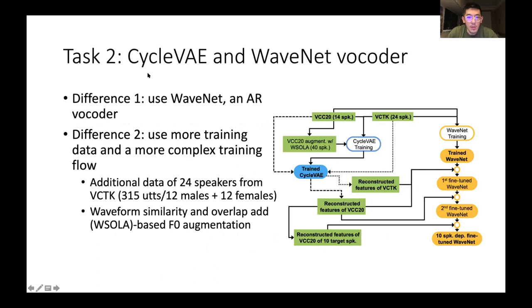For task two, we used the same cycle VAE, but we replaced the original PWG with the WaveNet vocoder, which is an AR vocoder. Also, we used more training data. We used the VCTK corpus, which contained a lot more data than the VCC dataset. We also used data augmentation, which was based on F0 perturbation. And we also used a more complex training flow, which consisted of many fine-tuning procedures. For more details, we suggest you look into the paper.